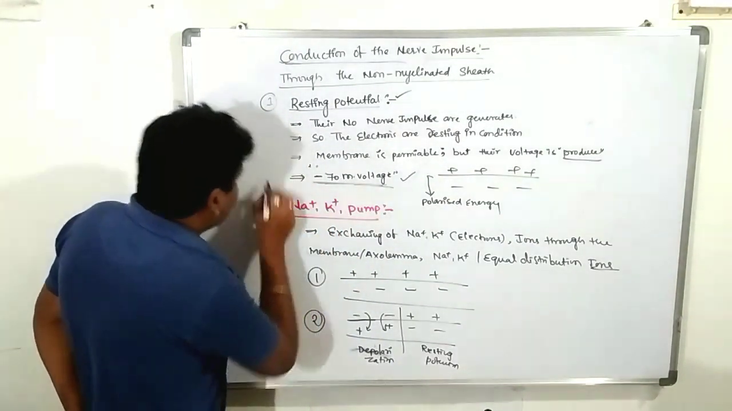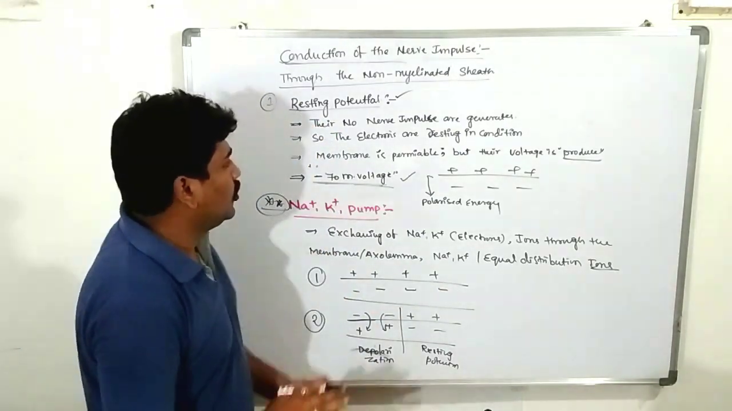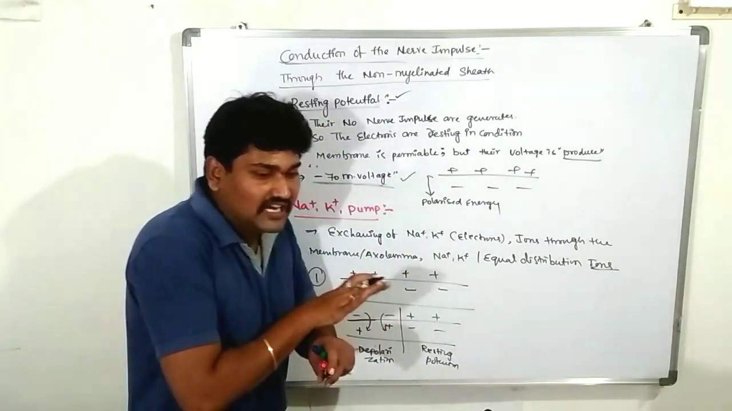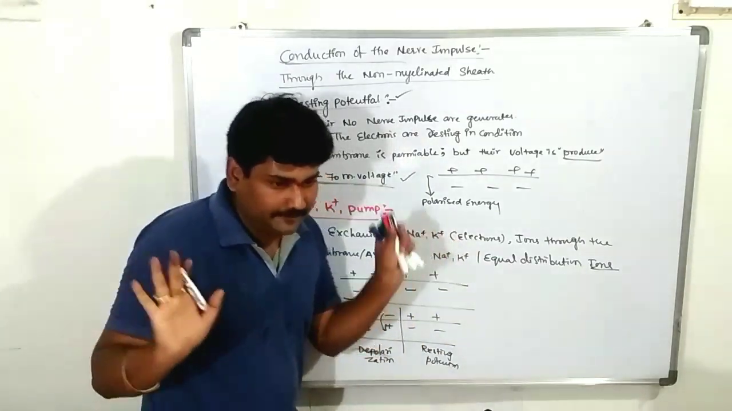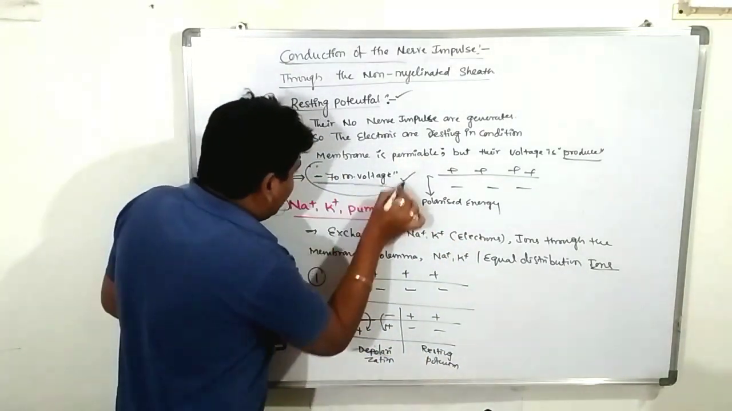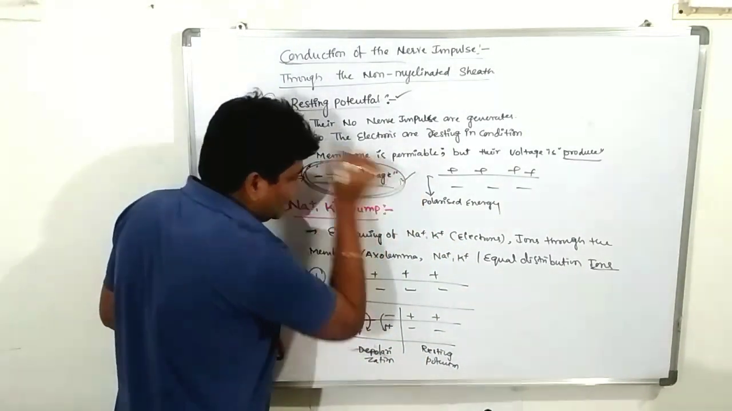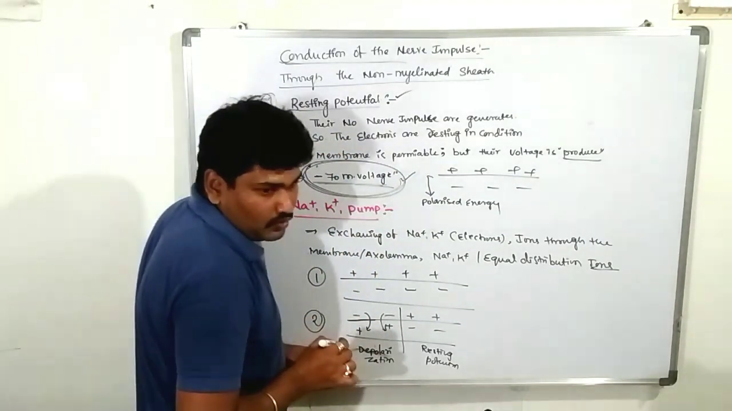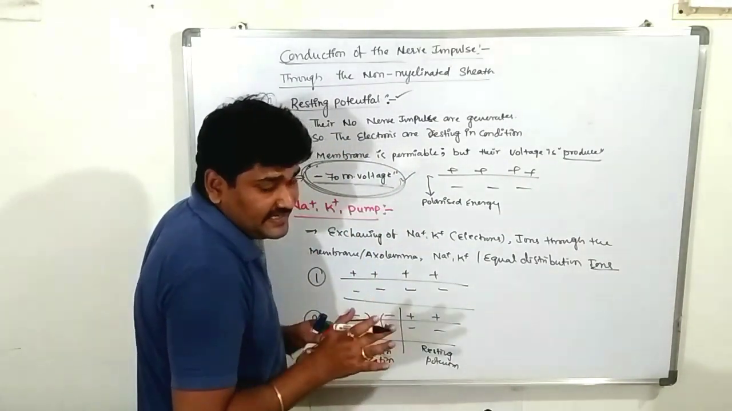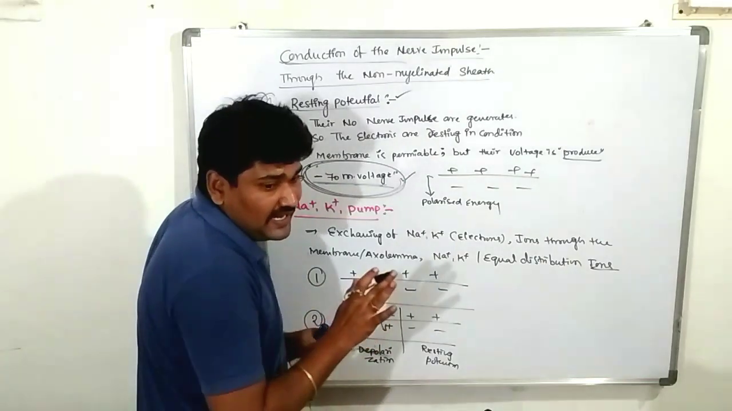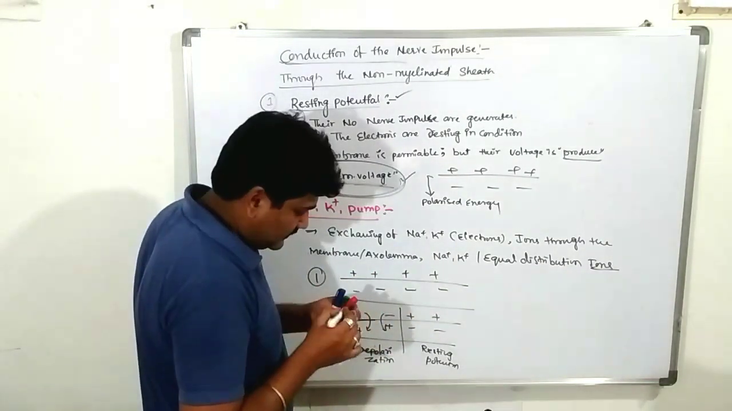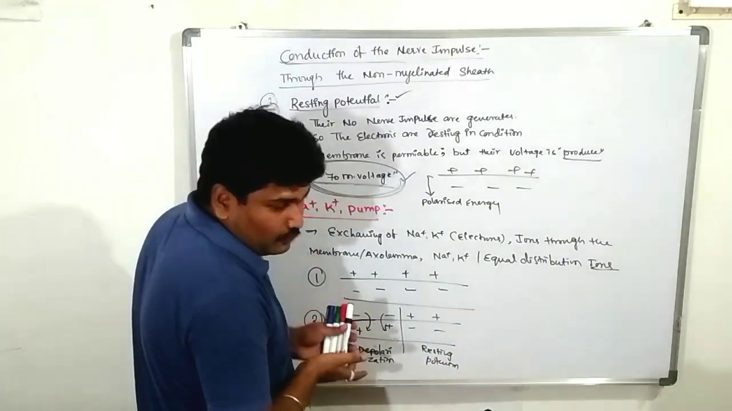Clear. The first one is the resting potential. No nerve impulse is generated; the nerves become rest. The voltage is minus 70. This is very, very important in the NEET level examination. They ask it very often: which voltage is suitable for the resting of the nerve fibers? Minus 70 millivolts.